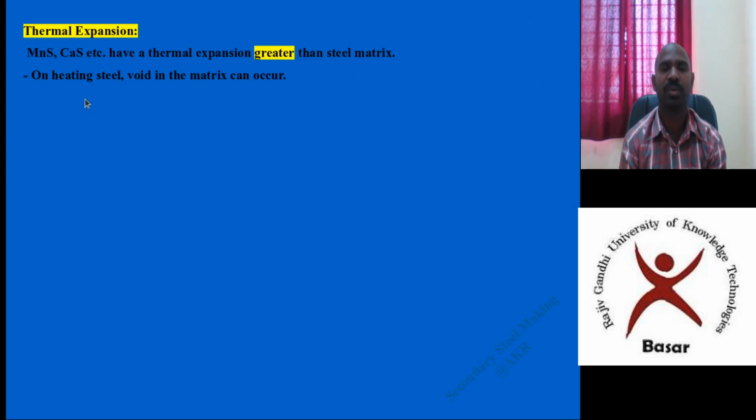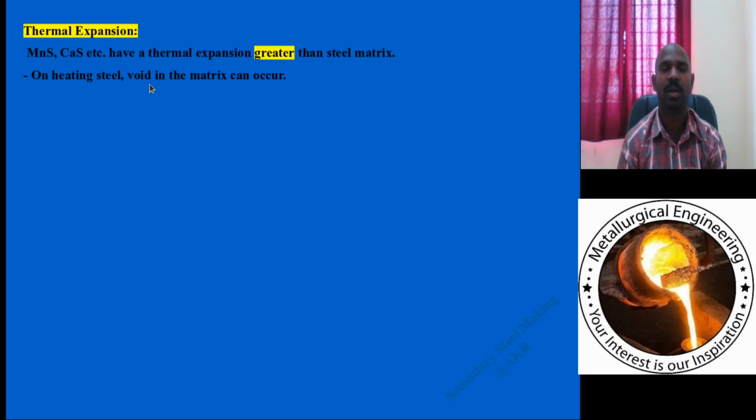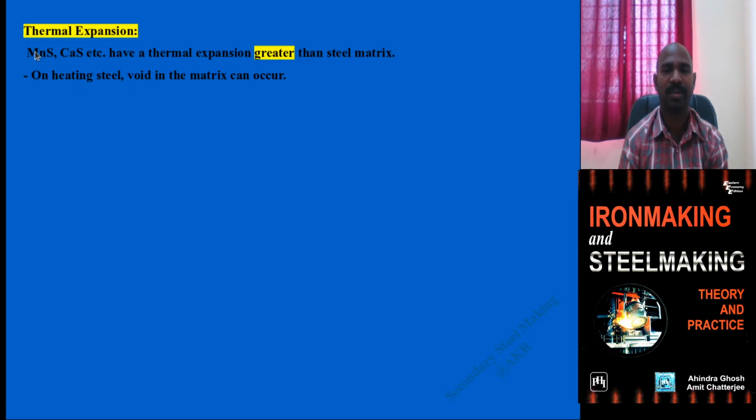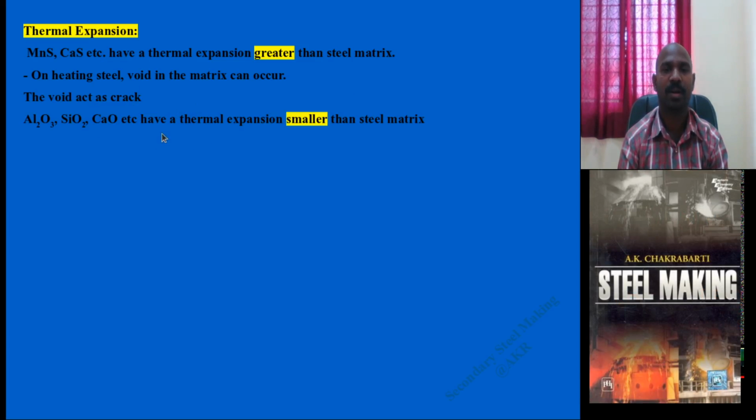During the hot working process, after heating, these particular sulfides are the concentration sites for forming voids. That is why you need to be very careful. You need to reduce the sulfur content in the steel and remove sulfide inclusions during the tundish steel making process. And this void acts as the source for crack initiation.